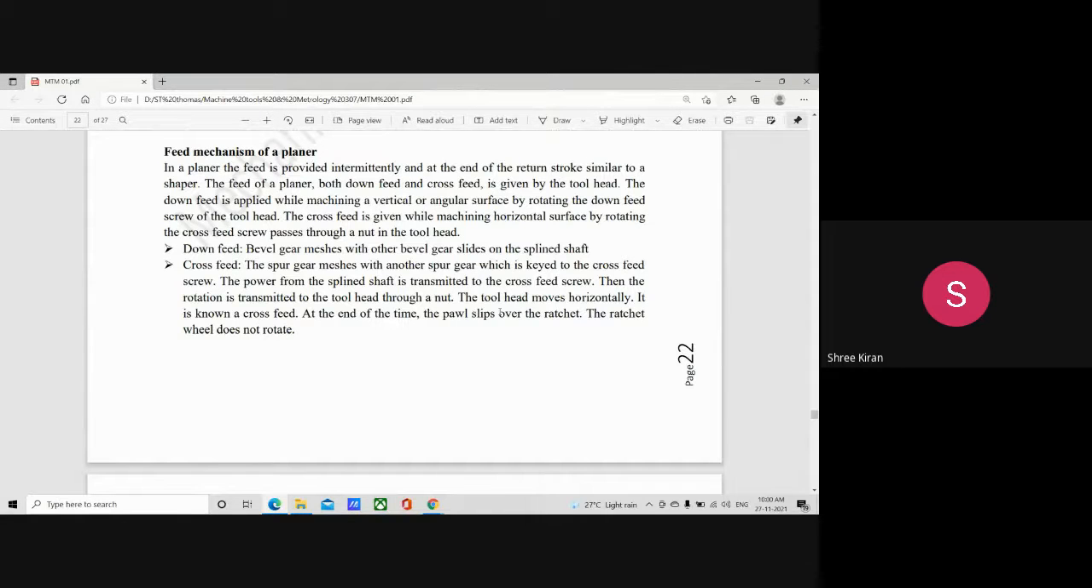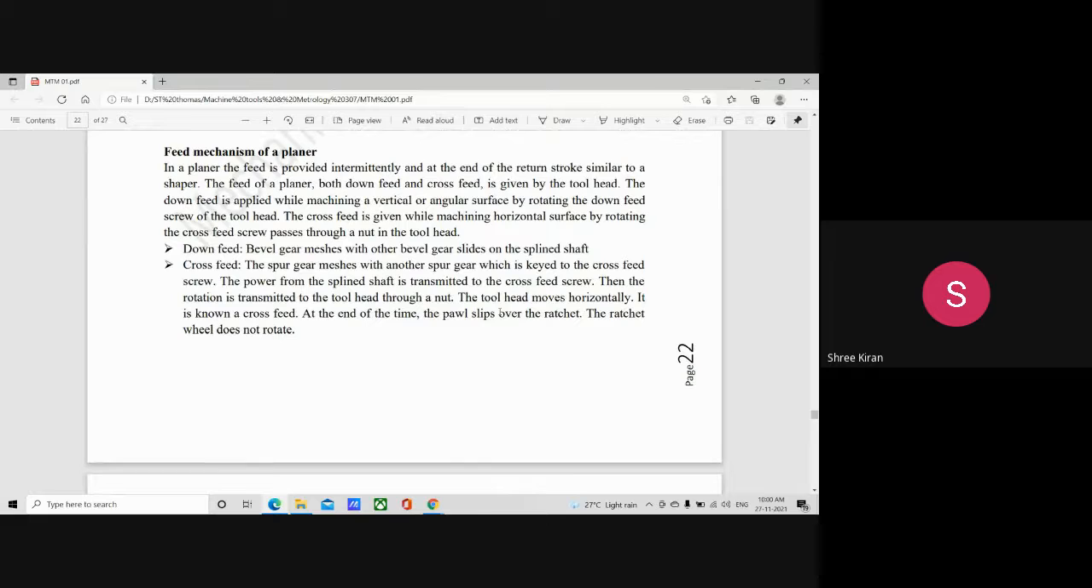And in the case of cross feed, the spur gear meshes with another spur gear which is keyed to the cross feed screw. So in the case of down feed, the bevel gear always meshes with the bevel gear sliding on the spline shaft, and in the case of cross feed, the spur gear meshes with another spur gear which is keyed to the cross feed screw. This is what happens in the case of cross feed and down feed.